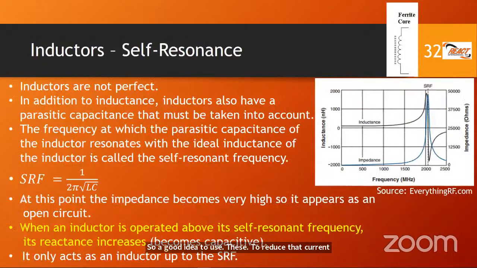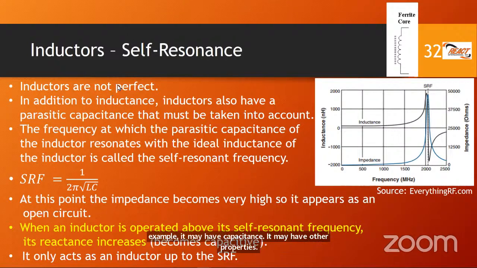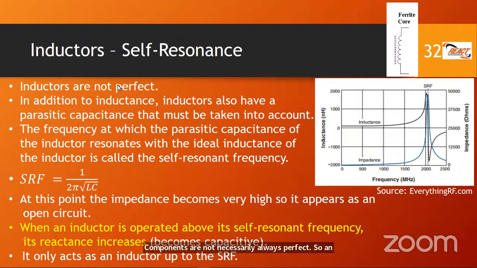All right, so last slide, the concept of self-resonance. Again, remember, an inductor is a coil of wire. But just because an inductor has inductance, that does not mean it only has inductance. It may have other things. It may have resistance, for example. It may have capacitance. It may have other properties. So components are not necessarily always perfect. An inductor is not necessarily a perfect inductor. It may have other properties as well.